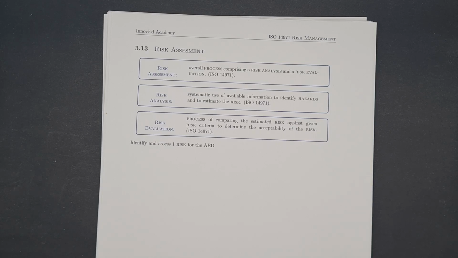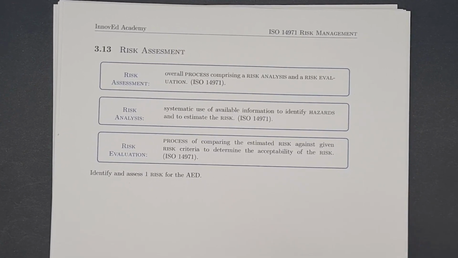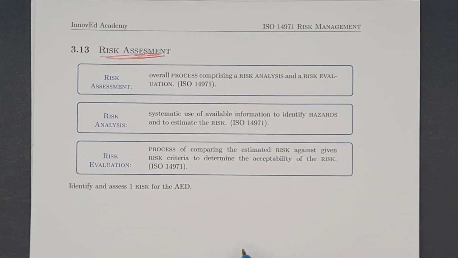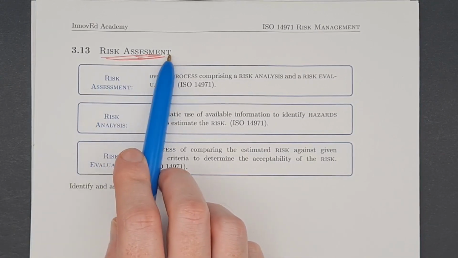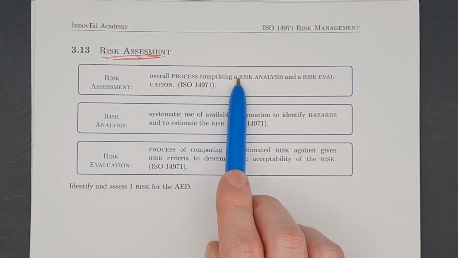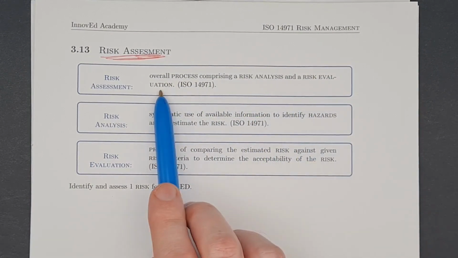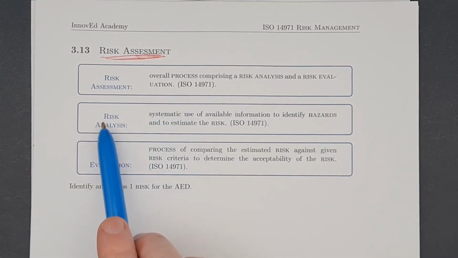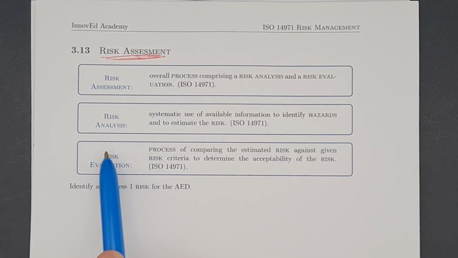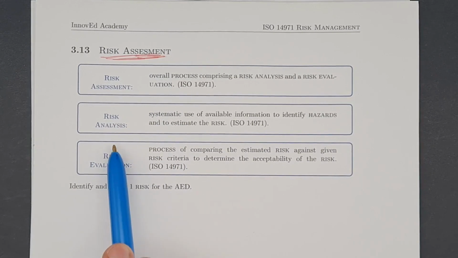In this lesson, we are going to discuss how to conduct the risk assessment, which is one of the early parts of ISO 14971. And the word risk assessment is, of course, a defined term, defined as the overall process comprising of a risk analysis and a risk evaluation, which are further defined terms down here. So the risk assessment is the combination of these two. It's the risk analysis plus the risk evaluation.